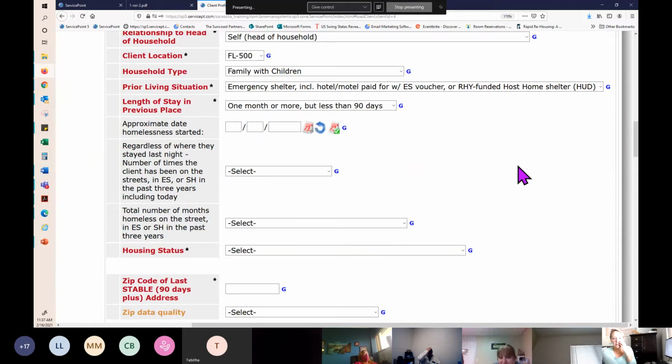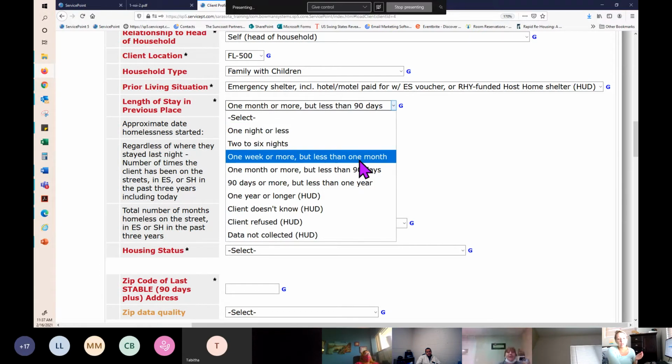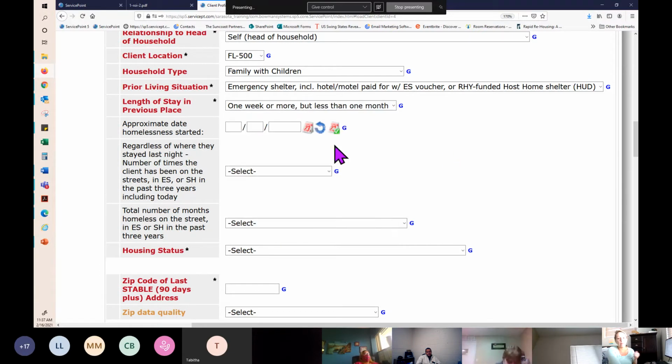Let's say 1 month or more. We're going to ask the client, when did this instance of homelessness begin? To make it consistent with the creation of these clients, let's say 1 week or more, because we're creating them on February 1st. So we're going to ask the client, when did this instance of homelessness begin?